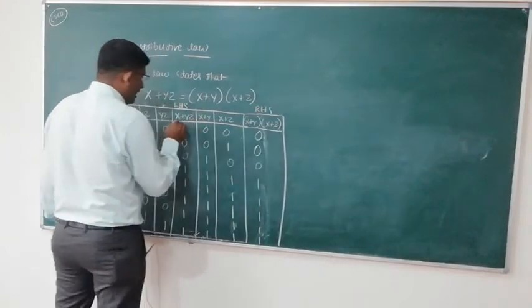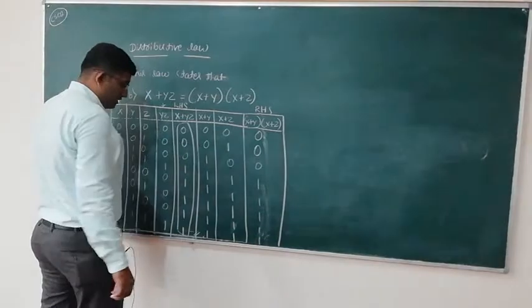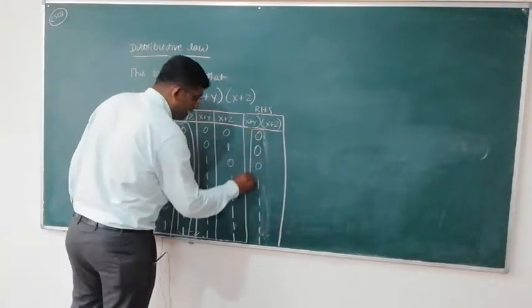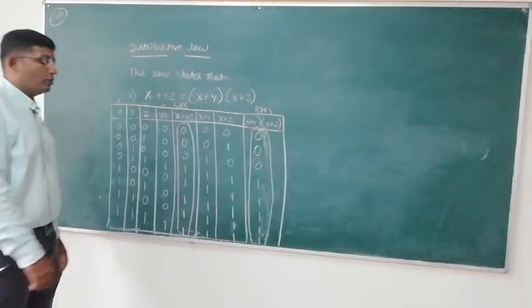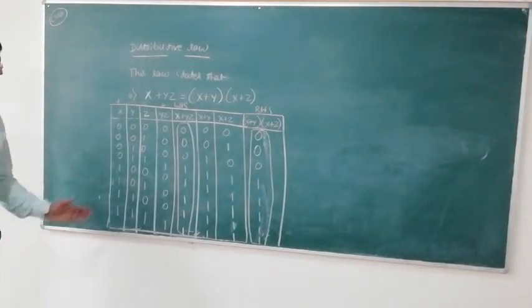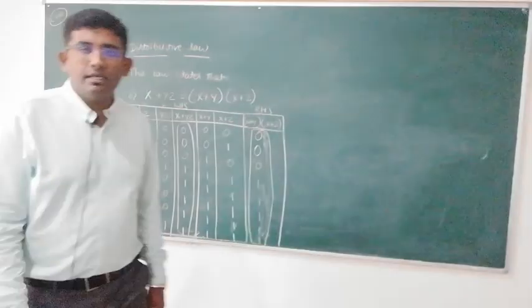Both the columns are identical. The first 3 outputs are 0 and the next 5 outputs are 1. Here also the first 3 outputs are 0 and the next 5 outputs are 1. Hence both the columns are identical. LHS is equal to RHS, hence proved.